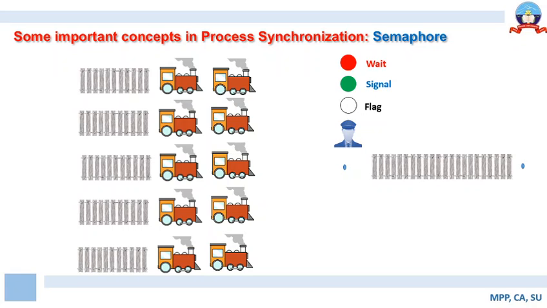So what does the route master do? The route master first indicates to all the trains that the route cannot be used because the route is shared and proper coordination has to be done.